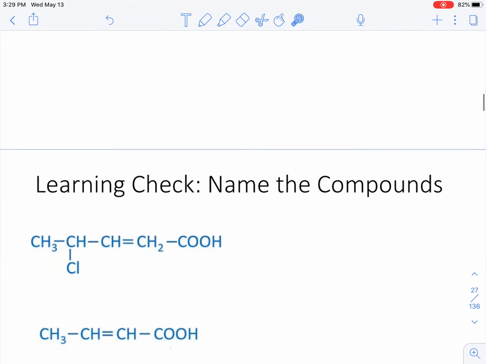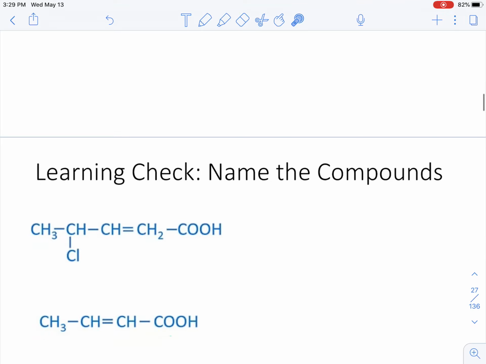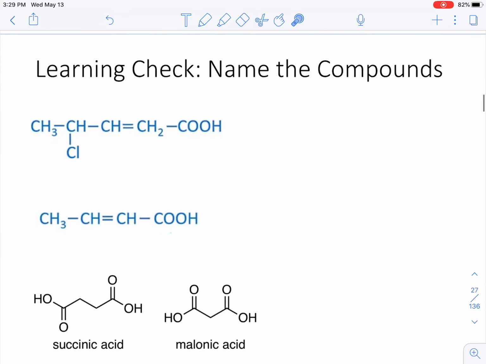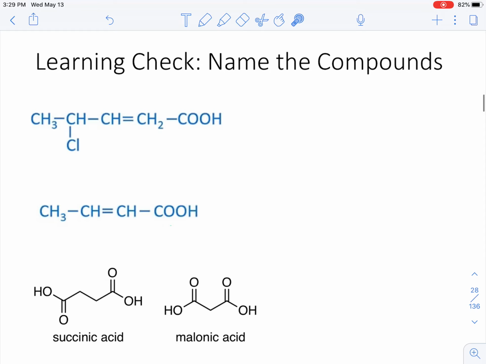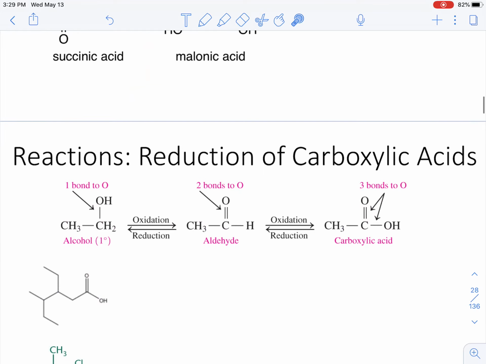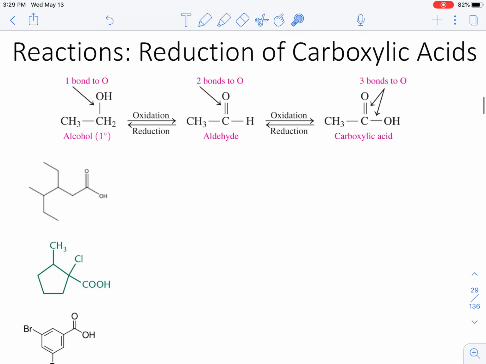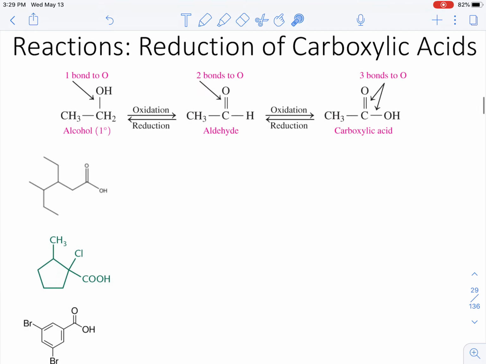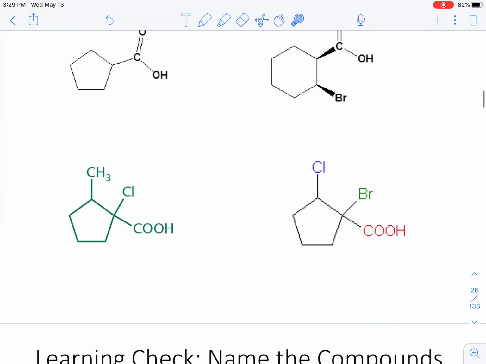Also, we're going to look at how to name organic compounds that contain a double bond and a carboxylic acid as its main functional group. And we're going to take a look at how to name organic compounds that have more than one carboxylic acid as its main functional group. Last but not least, we're going to take a look at reactions involving the reduction of carboxylic acids. So let's go ahead and start.